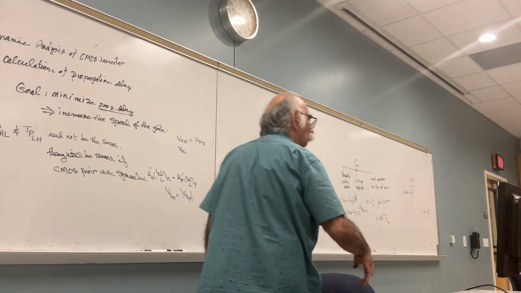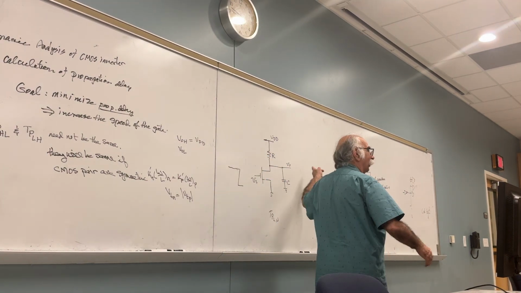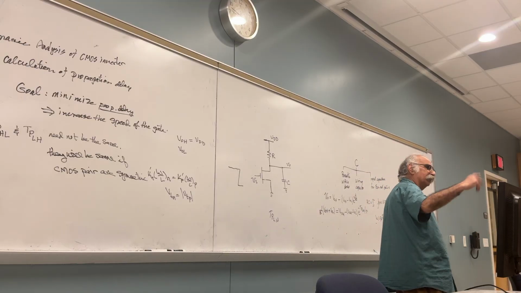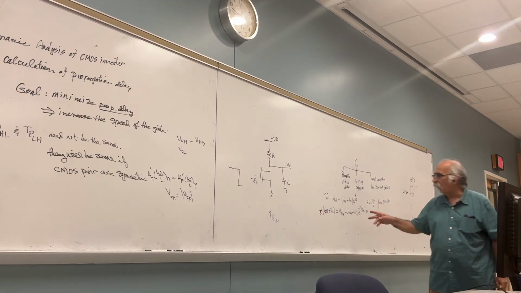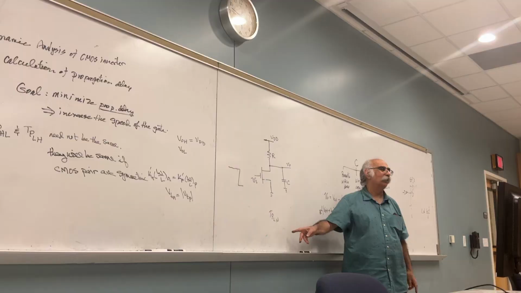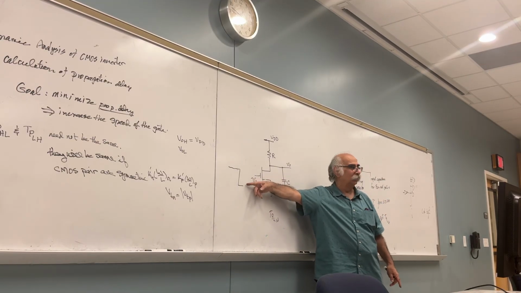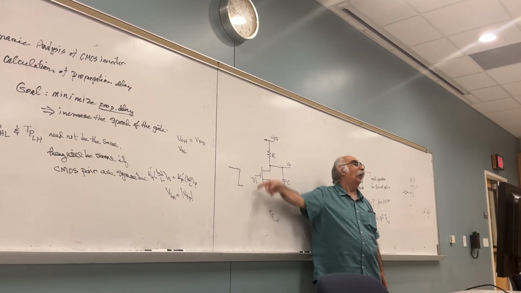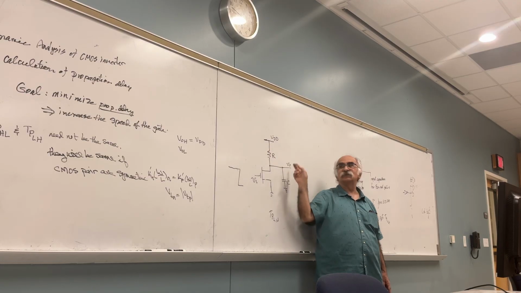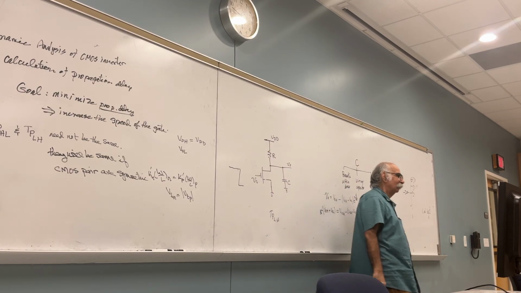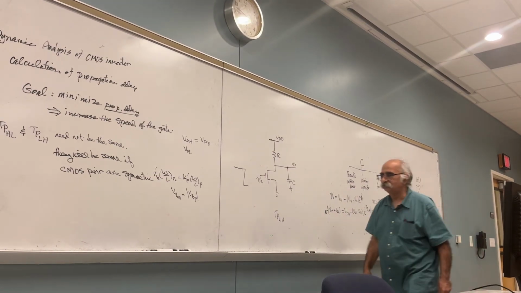Now let's get to the CMOS. Did you understand this? By the way, you can do also the same thing with the high to low. Clear? Which means when the input goes high again, this one will begin to discharge. Clear? Good.